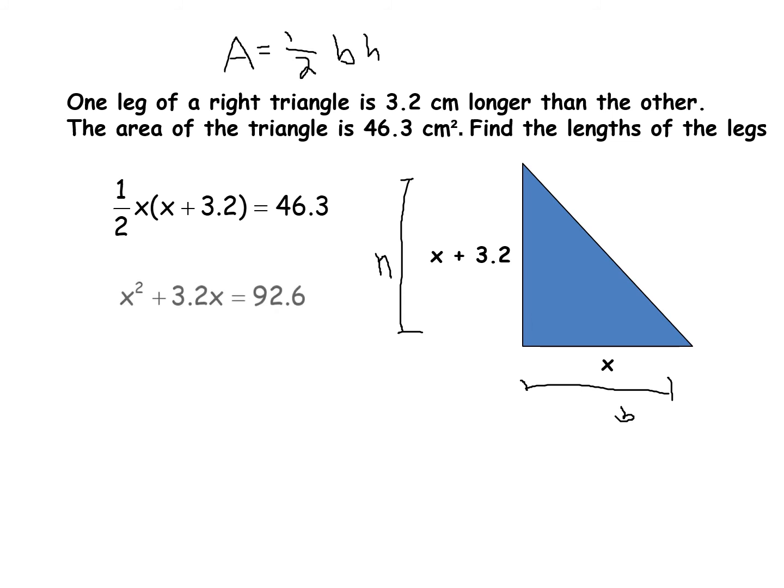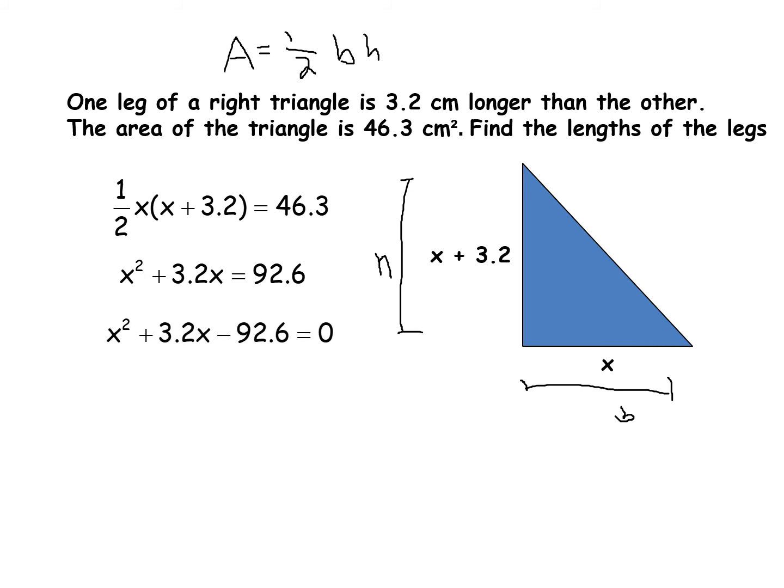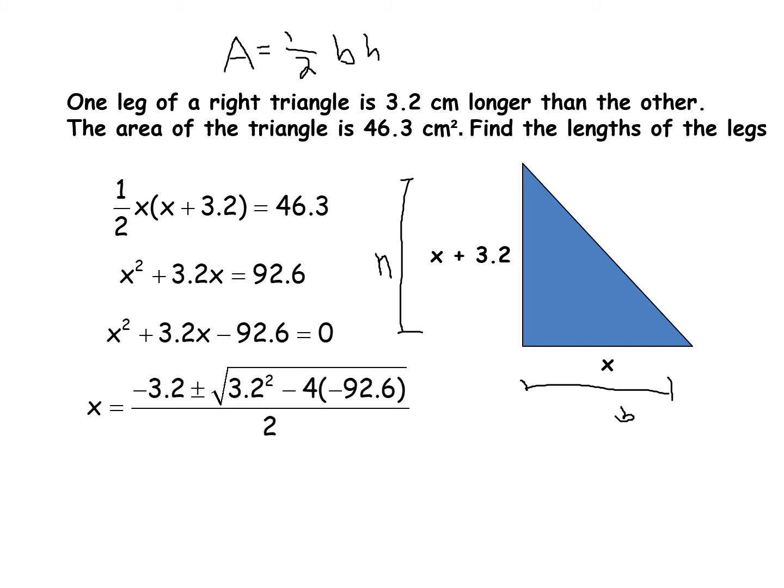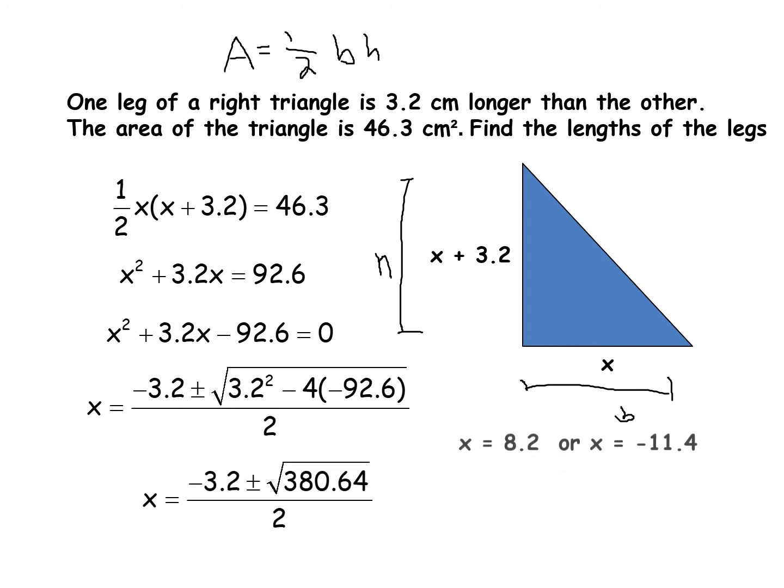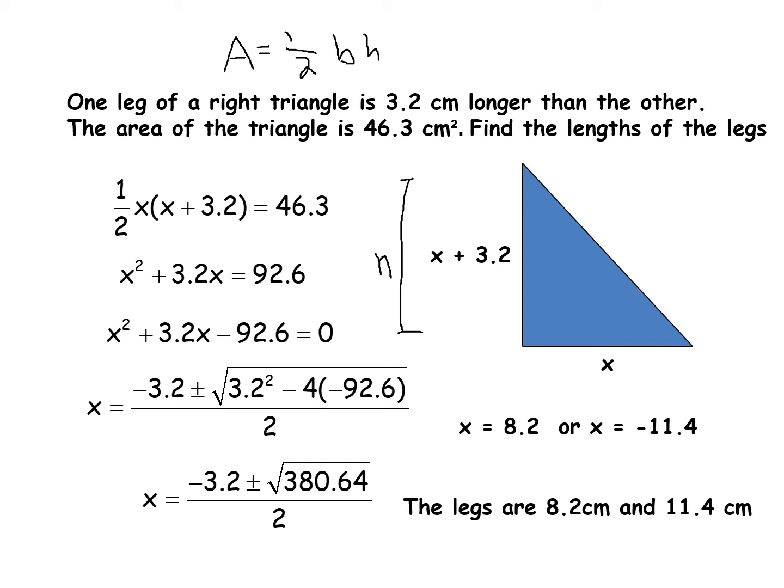So now, once again, I'm just going to simplify the equation. I'm going to multiply it out. I'm going to multiply by 2 to simplify the equation, get rid of the fraction. Subtract the 92.6, put it into my quadratic formula, and get an answer. I can't have a negative length, so I'm going to throw away the negative answer, and I'm going to have 8.2 as my answer, but when I add 3.2 to that, I'll get 11.4 as my other one.